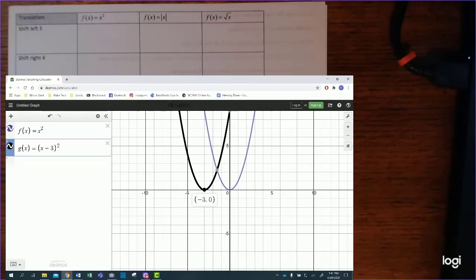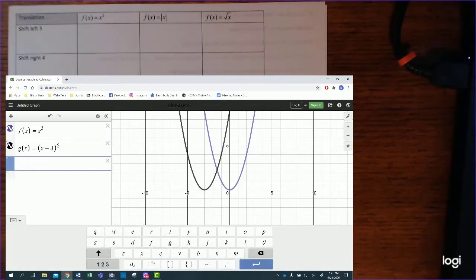But you can see why. If you put negative 3 in here for x, you will get 0. If you put x minus 3 in here, then negative 3 minus 3 is negative 6. So you have to do the opposite of what you think. And like I said, I've got 3 different functions here.